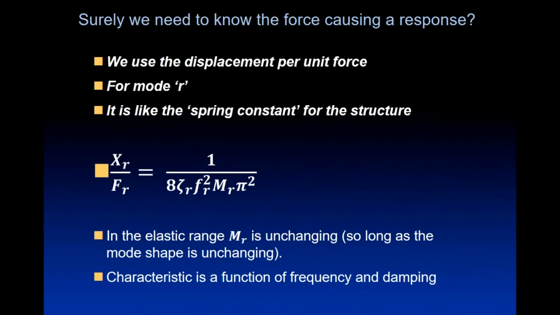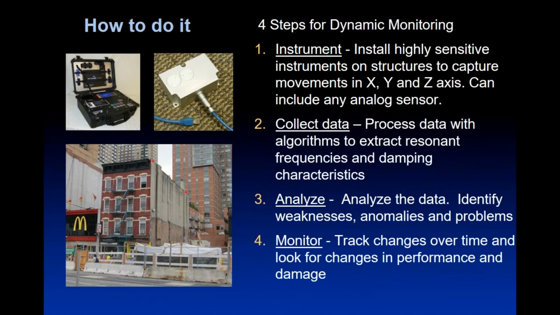And we use the equation like this. We are now looking at displacement per unit force. And look at what happens on the right-hand side of the equation. We've got 1 upon 8 zeta, f squared, m, and pi squared. If we're doing that for a building, the mass isn't going to change. It's not a rocket losing its mass. So all we've got on the right-hand side of the equation here is damping and frequency squared. By comparing x upon f at different times, or for different situations, we have a comparison.